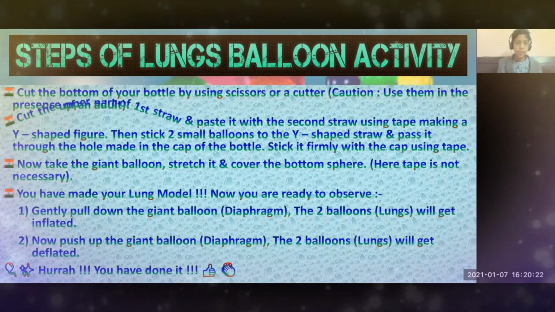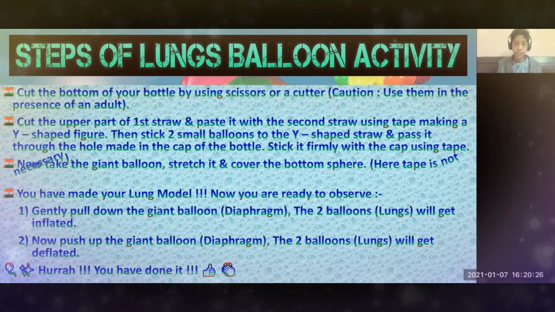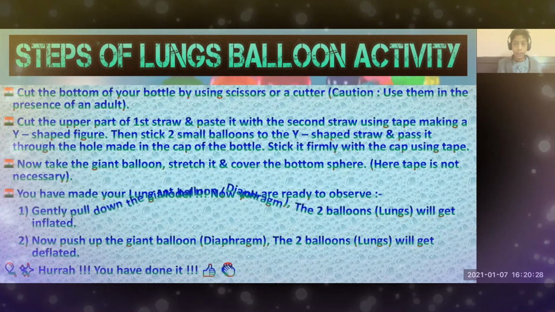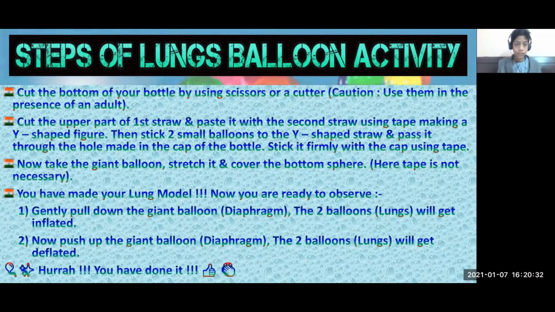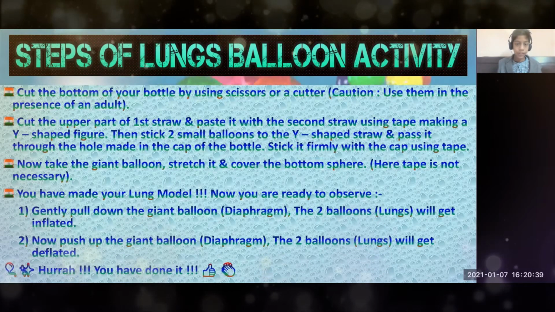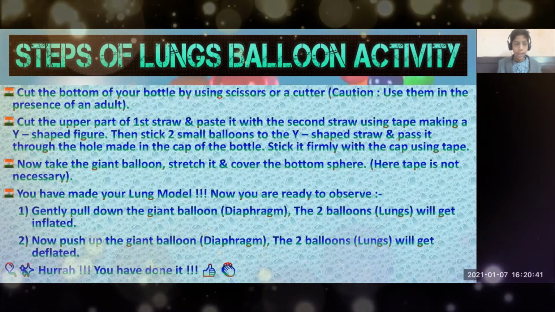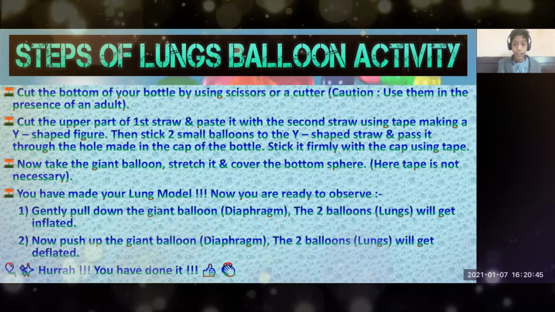Now let us talk about the steps of the balloon activity. Cut the bottom of your bottle using scissors or a cutter, and I want to advise that you use these items in the presence of an adult only. Cut the upper part of the first straw and paste it with the second one using tape to form a Y-shaped figure. Then stick the two small balloons, that are the lungs, to the Y-shaped straw and pass it through the hole made in the cap of the bottle. Stick it firmly with the cap using the tape.